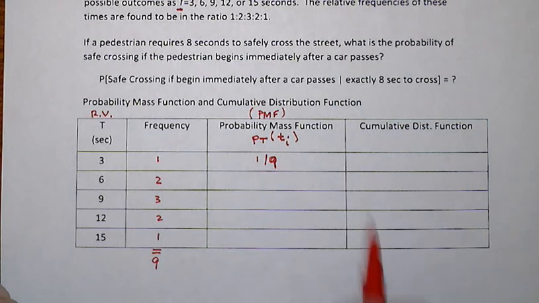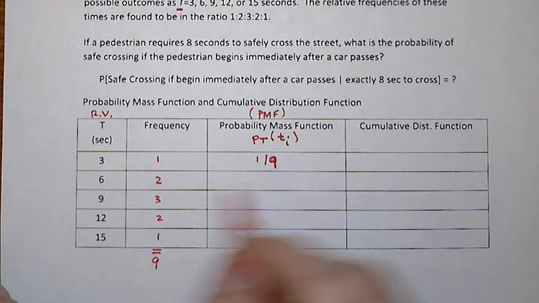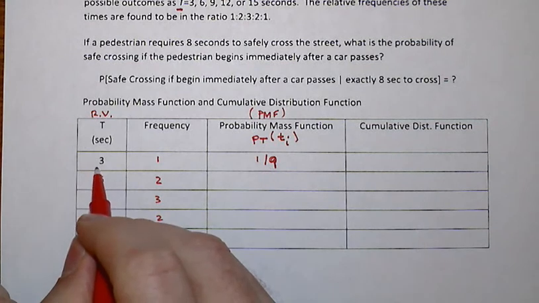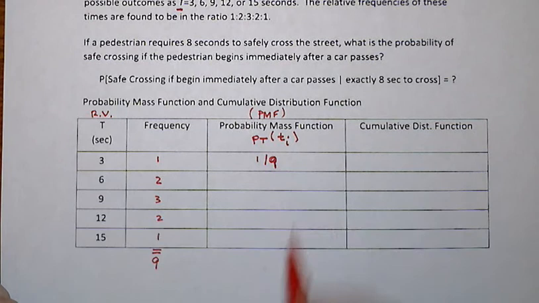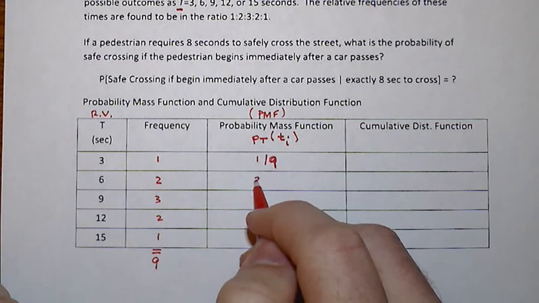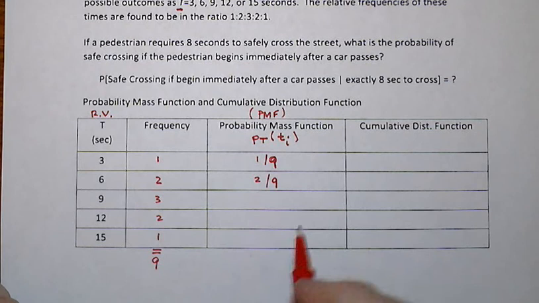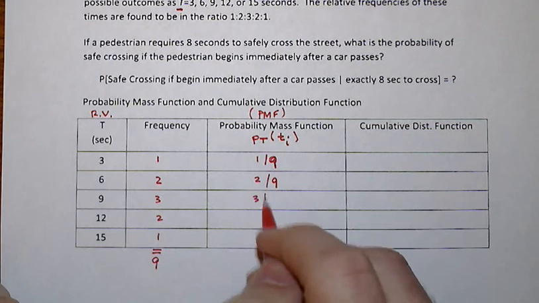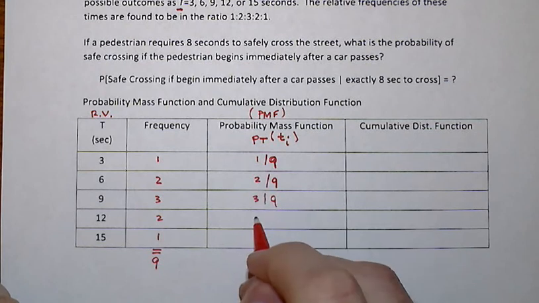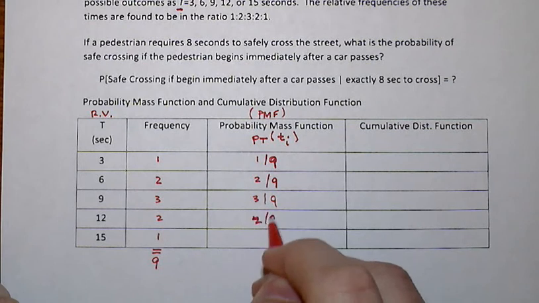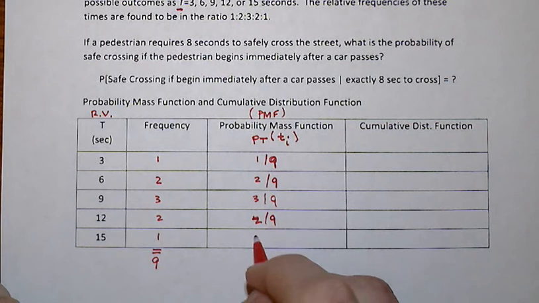Right? So the probability mass associated with 3 seconds, meaning the likelihood that we will have a 3-second gap, is 1/9. That's just 1 divided by 9, right? 9 total balls in our bag, and 2 of those 9 would have 6 printed on them. 3 of those 9 would have 9 seconds printed on it. And then we go down to 2/9 and then 1/9.